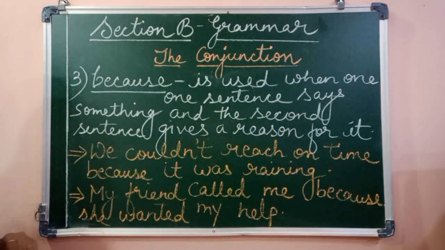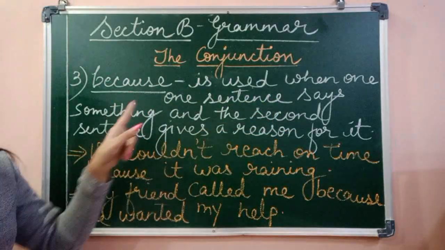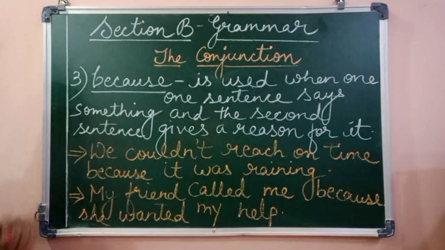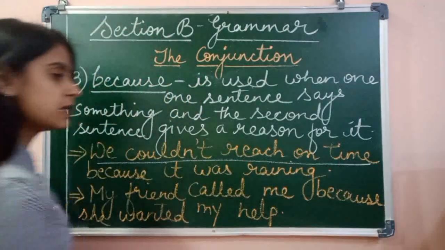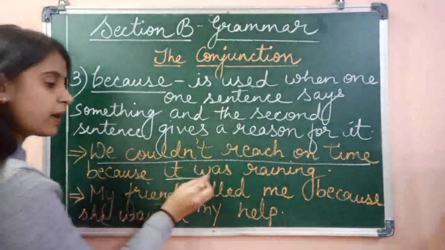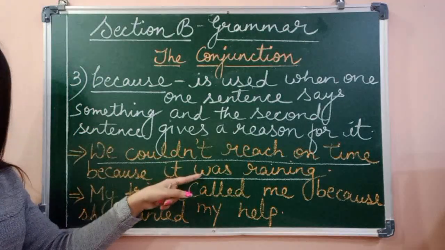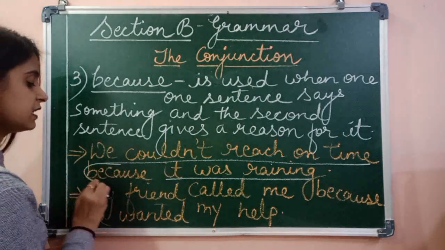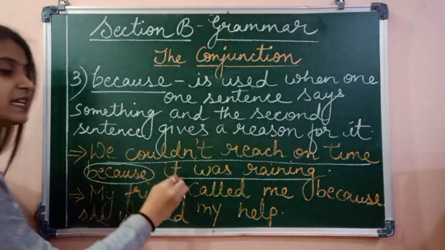Alright. Next in the row we have because. Now children, the conjunction because is used when one sentence says something and the second sentence gives a reason for it. Alright. For example, we could not reach on time. This is one sentence. And this is the second one. It was raining. So when one sentence says something and the second sentence gives a reason for the first sentence, we join the two sentences using the conjunction because. So we could not reach on time because it was raining.